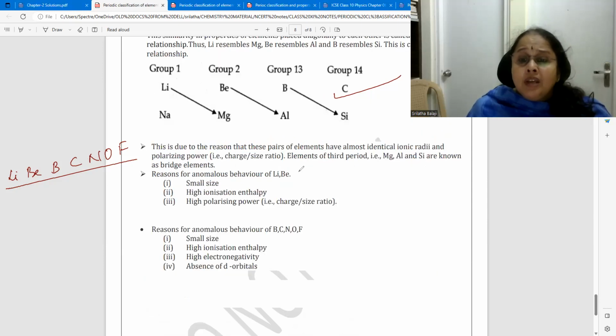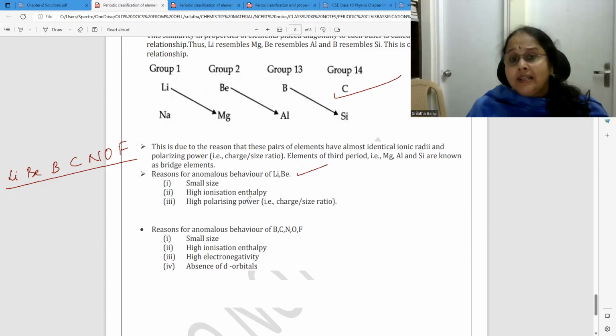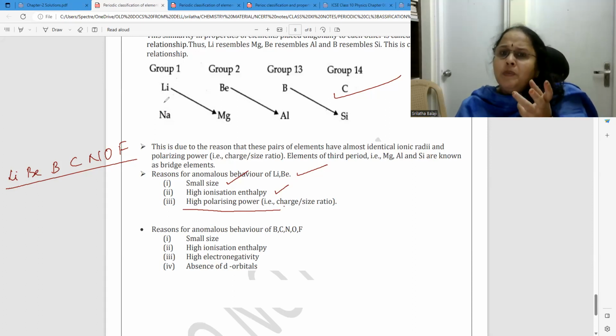When it comes to lithium and beryllium, the factors responsible for this are small size, high ionization enthalpy, high polarizing power. Polarizing power is charge to size ratio. So due to these reasons, what will happen? Lithium is different in its behavior compared to its group elements. Like sodium, potassium and all, they behave in a different way. Lithium is behaving in a different way.